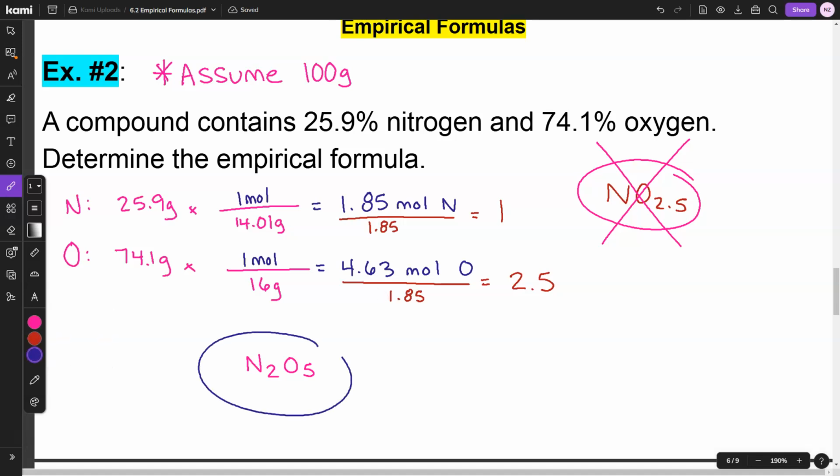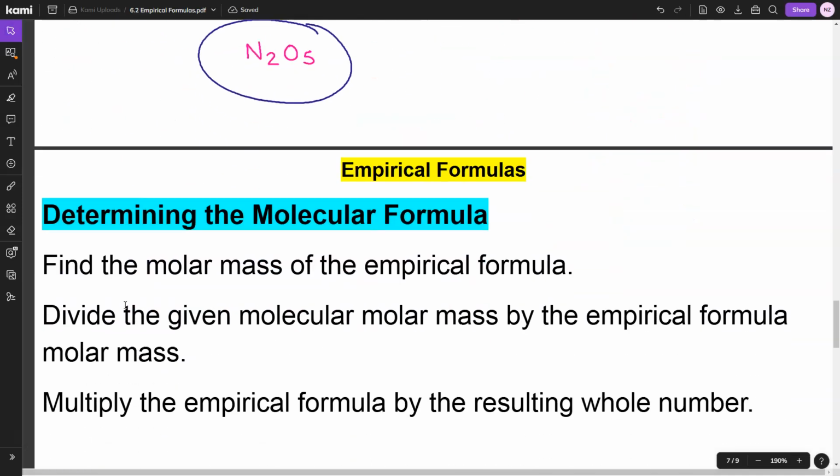So this is going to be our empirical formula. You cannot have a decimal. So if you need to multiply it to clear the decimal, it's going to be the least multiple that you can use to get a whole number. In this case, 2 is the smallest number I can multiply by to get that decimal to clear. Okay, so again, if you end up with a decimal, you got to fix it. You can't have it in the subscript. All right, so those are empirical formulas and how to find them. Let's move on to the molecular formulas.